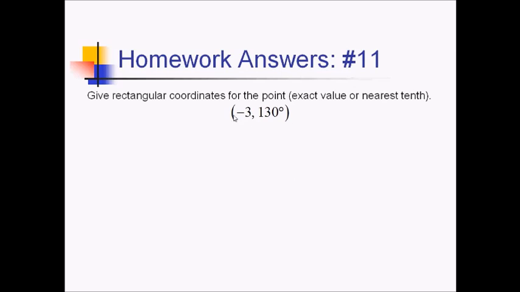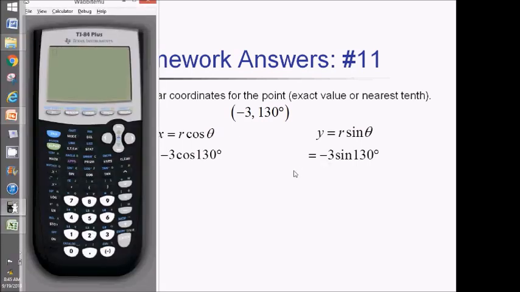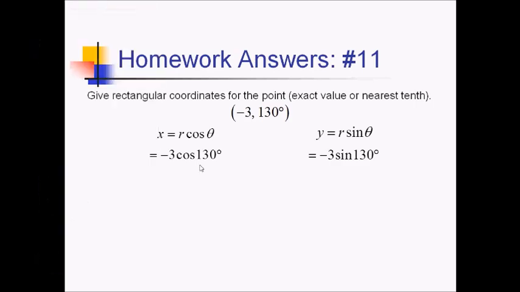For number 11, we're turning this polar pair of coordinates into a rectangular pair. So for the x value then, that's going to be r times the cosine of theta. So -3 times cosine of 130, which we'll do on the calculator in a minute. And then for the y value, we need r times the sine of theta. So -3 times sine of 130. Let's go to the calculator for these. Making sure we're in degrees, we've got -3 cosine of 130, which gives us about 1.9 if we're rounding to the nearest tenth. And then -3 sine of 130 is going to be about -2.3. So there is our rectangular pair.